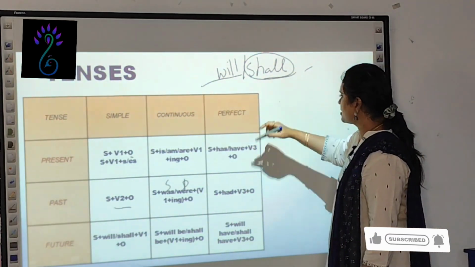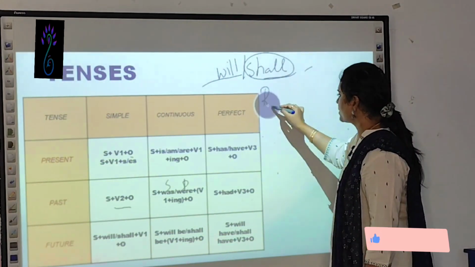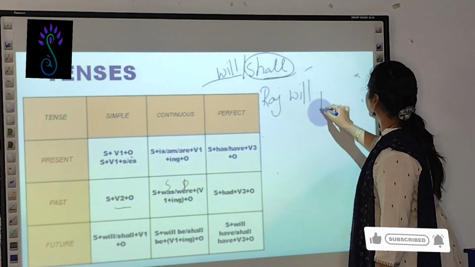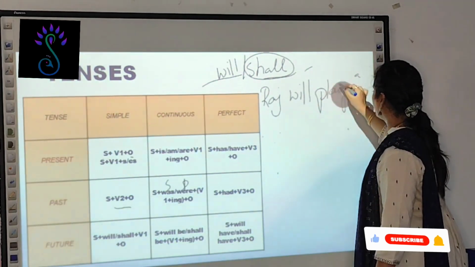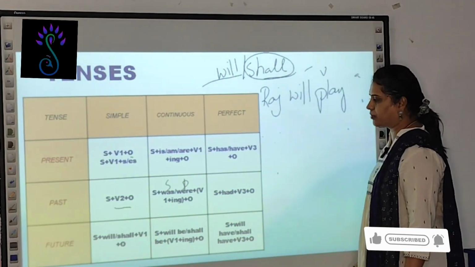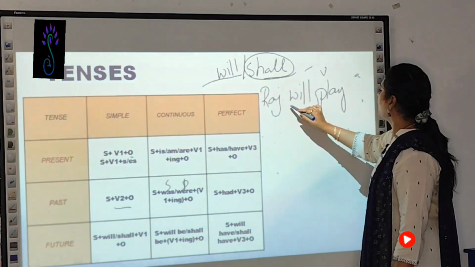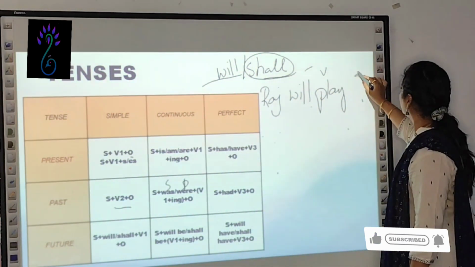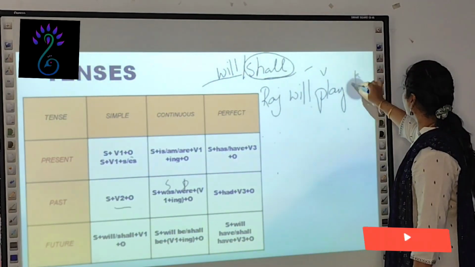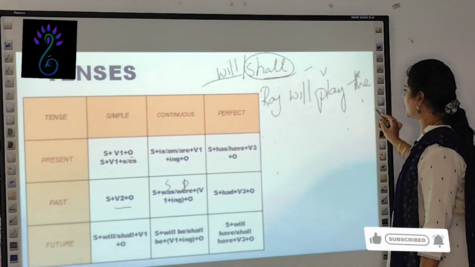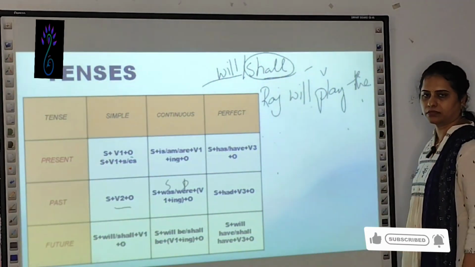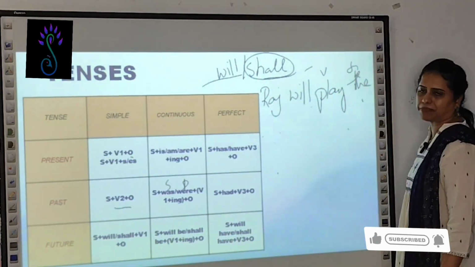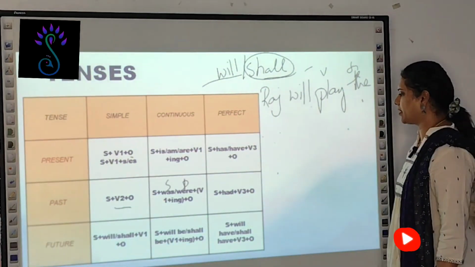So what is this rule? Raj will play. Simple, V1, V form, verb, V1. Will play the trophy, whatever the trophy, next month. Will play for the trophy or will play for any match next month. Okay, next.